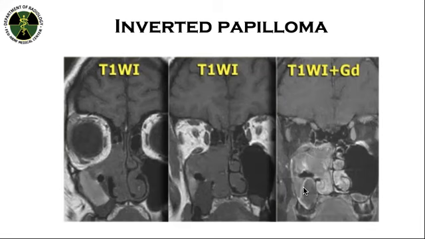So in T2, it is generally hyperintense to muscle, and it will also appear as alternating hypointense lines. And in T1 post-contrast like this one, it has a heterogeneous enhancement, and there are also alternating hypointense lines.